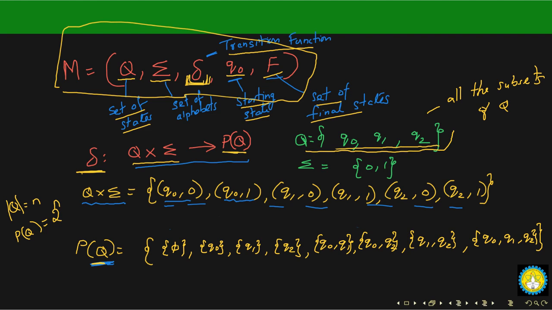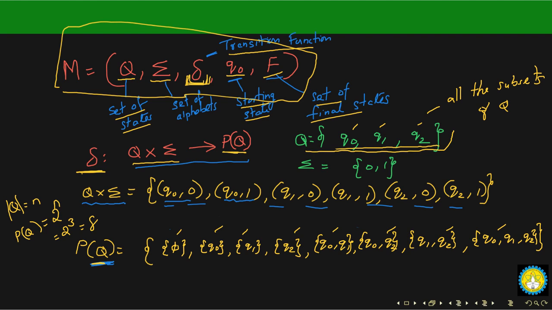Let's quickly verify this. In Q we have 3 elements, Q0, Q1, and Q2. So we expect that we should have 2 raised to 3 elements in P of Q, the power set of Q. So we should have 8 elements, right? So this is going to be 1, 2, 3, 4, 5, 6, 7, and 8. Yeah, okay. So our power set is complete here. We have written the power set of Q.